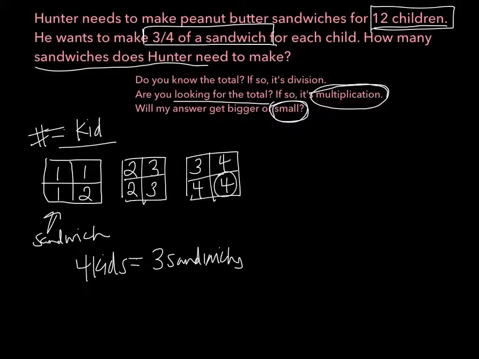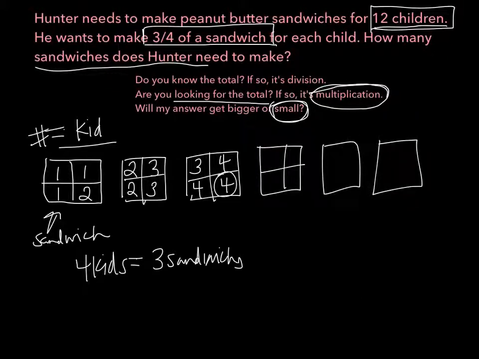And I need to get to 12 kids, so I'm going to draw a few more sandwiches. And I can go ahead and cut them into fourths. So 3 pieces go to kid 5, 3 for kid 6, kid 7, and kid 8. And once again, it's a good stopping point. So I'm at number 8, kid number 8.